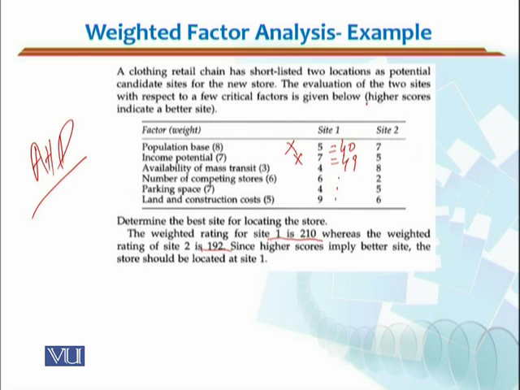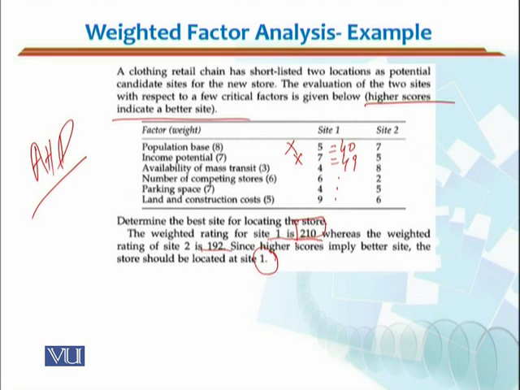We have said that the higher score indicates the better one. So the store site would be site 1. Why? Because it has a higher weighted rating. Did you get the point? The highest weighted rating will give you the best site. In this case, we have 2 sites. There could be numerous sites, more than 7, 8 or 10 sites. Then you have to compute it as well.